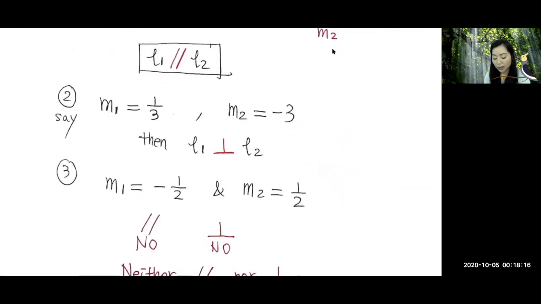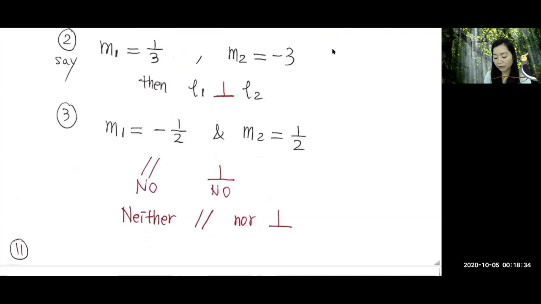Number 2, suppose when you find the slope, the slope for the first one is 1/3 and the second one is -3. Then they are opposite reciprocals, so the two lines will be perpendicular.